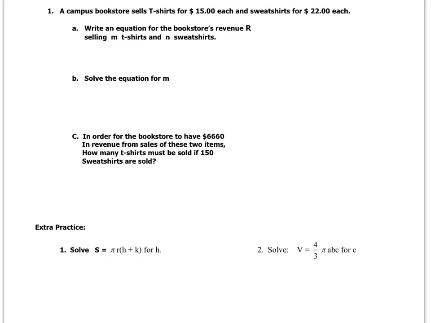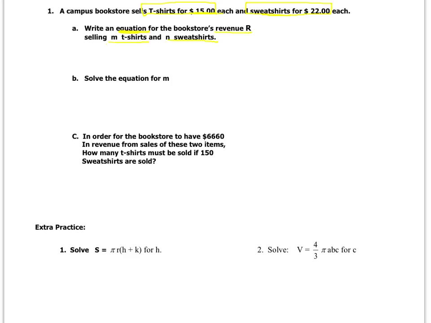It says a campus bookstore sells t-shirts for $15 each and sweatshirts for $22 each. Okay, t-shirts are $15, sweatshirts are $22. A, write an equation for the bookstore's revenue R, and we want an equation, so we know we have to have an equal sign. Write an equation for the bookstore's revenue R, that means how much they make, selling M t-shirts and N sweatshirts. So I got 3 variables, R, M, and N.